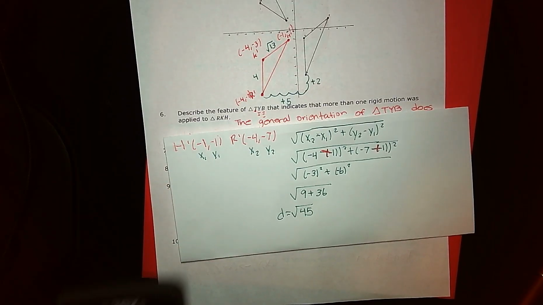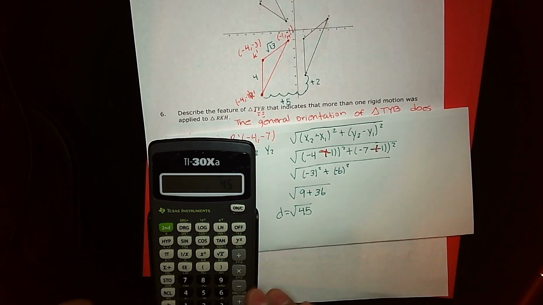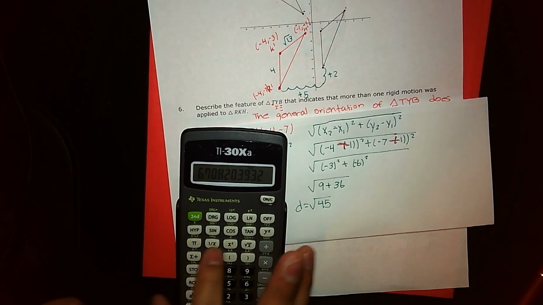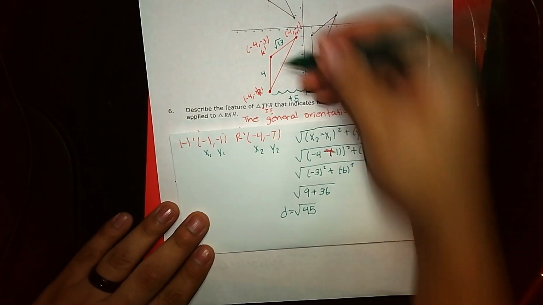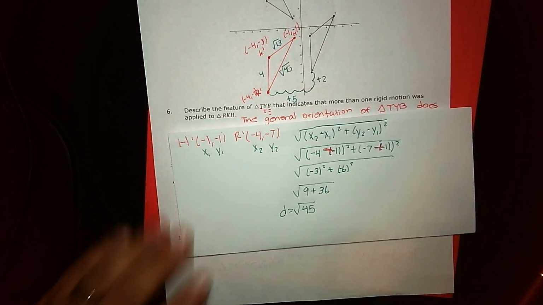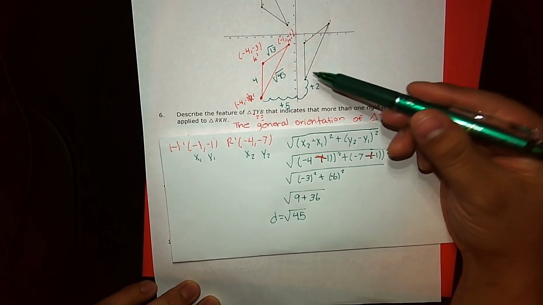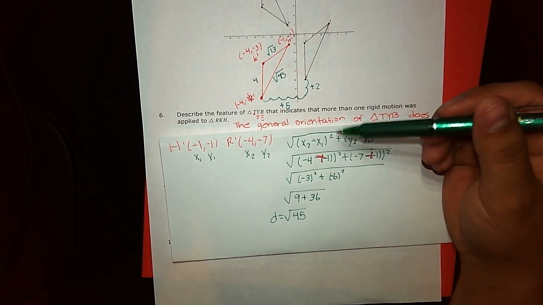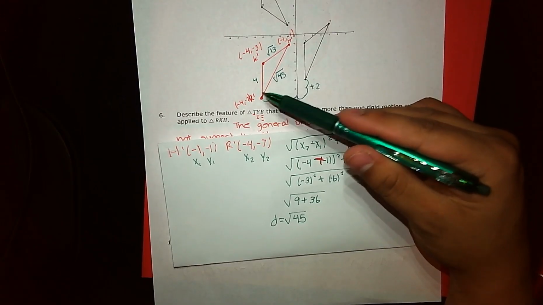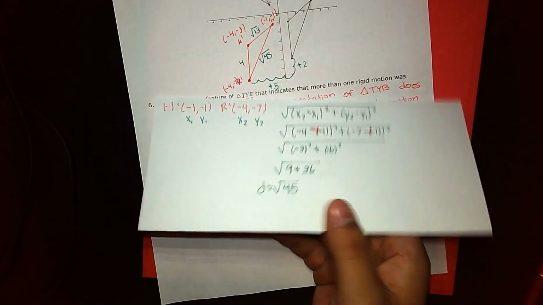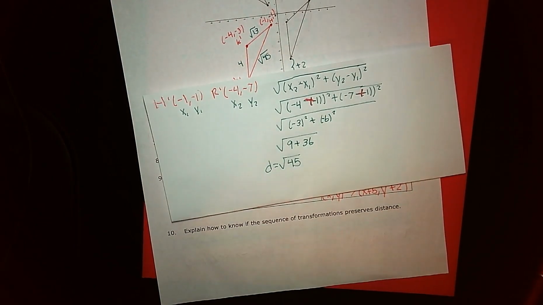And we'll leave it at that, because if we square root 45, you get this nasty number. So we can write that here. The distance from H prime to R prime is the square root of 45. And now all we're going to do is find the distances of these points, and compare them to that of the pre-image. And if they line up, then we showed that they preserve distance. I'll leave this here for a quick sec while you copy that down.